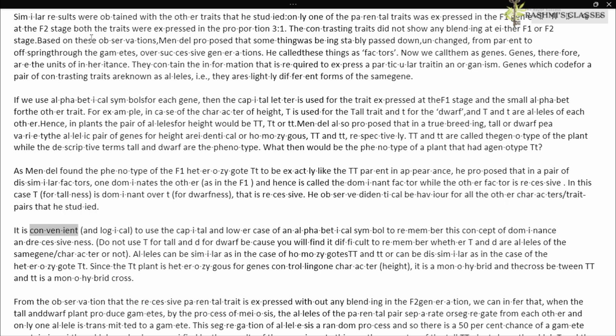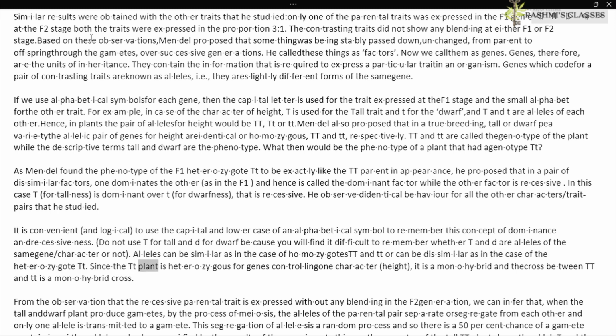It is convenient, and logical, to use the capital and lower case of an alphabetical symbol to remember this concept of dominance and recessiveness. Do not use T for tall and D for dwarf because you will find it difficult to remember whether T and D are alleles of the same gene/character or not. Alleles can be similar as in the case of homozygotes TT and tt or can be dissimilar as in the case of the heterozygote Tt.